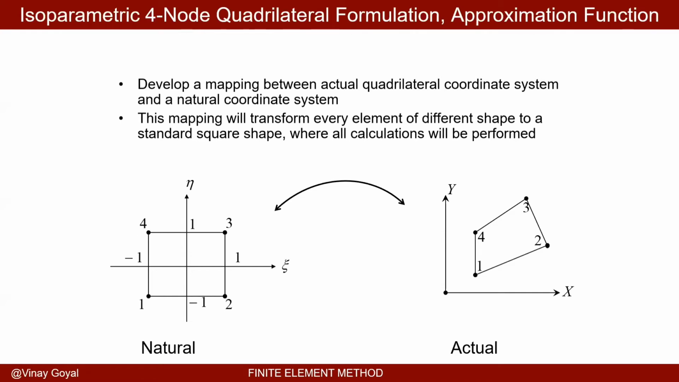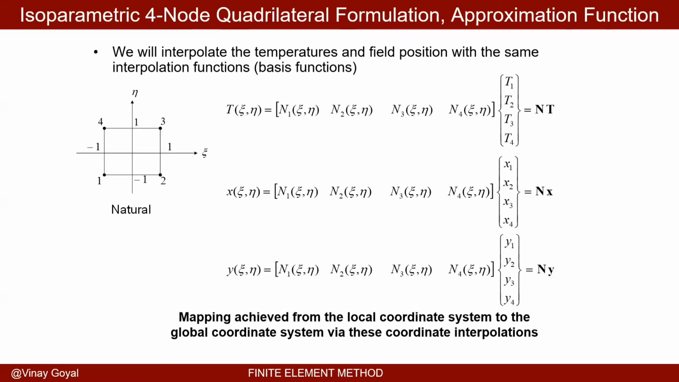So how can we perform that transformation? The key here is to interpolate the temperatures and field. So not only are we going to interpolate the temperatures, but now we're going to interpolate the coordinates using the very same interpolation functions for this domain. So let's look at the shape functions, right? These shape functions will be much simpler to define for this square element that goes -1 to 1, -1 to 1.